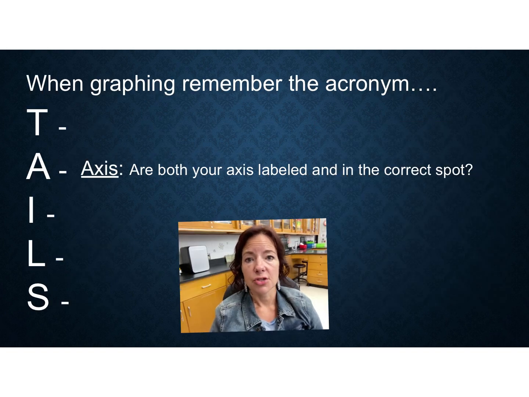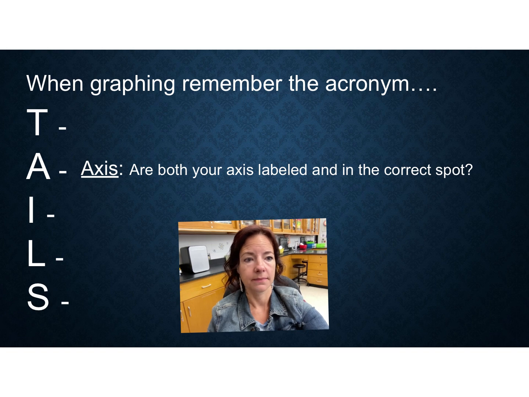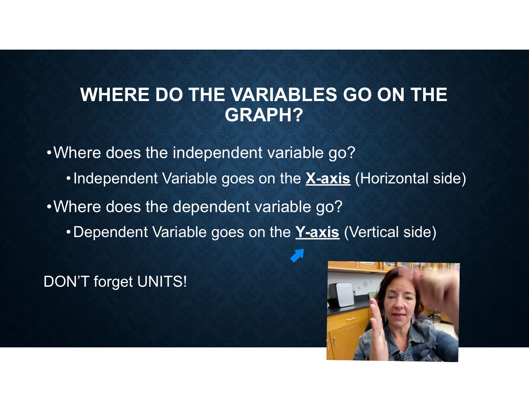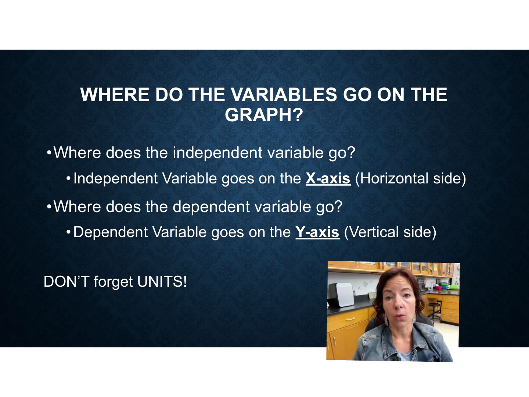The next step is to make sure that you label both of your axes, and we do want to make sure that we include the units and that we put each of the labels on the correct axis. So in a graph, the independent variable, which is what the scientist changed, is going to go on the x-axis, which is the horizontal side, the side that goes across the bottom. The dependent variable is going to be on the y-axis, which is going to be the side that goes up and down. And again, we don't want to forget our units.